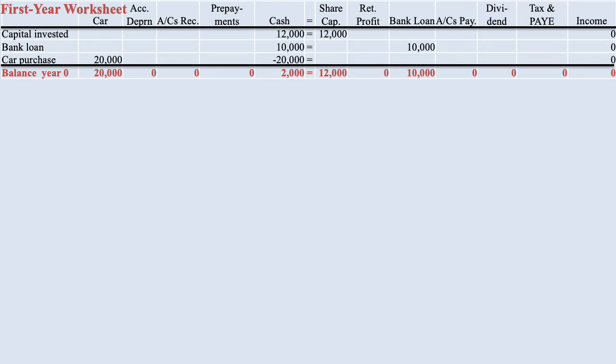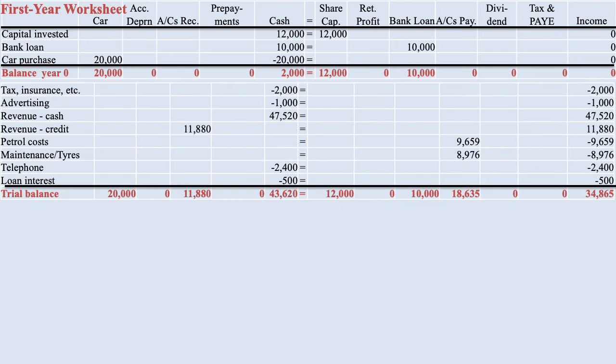To begin with then, we put in some capital, cash and share capital. Andrew gets a bank loan, cash and bank loan. And he buys the car and the car fittings. Cash goes down and the car goes up. Then we get the opening balance sheet, the total of those numbers. So he's starting off with 20,000 in the car, he's got 2,000 of cash left, and these were financed by share capital and bank loan.